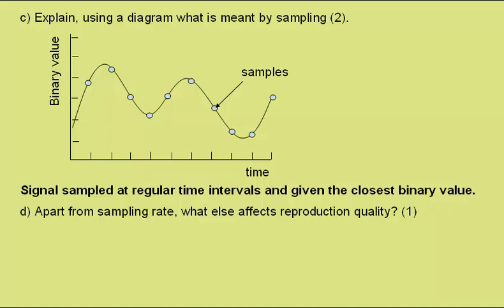Part D. Apart from sampling rate, what else affects reproduction quality? Well, clearly the more values we have available here, the closer we can get to the actual value of the sample, and so increasing the number of quantization levels would increase reproduction quality.